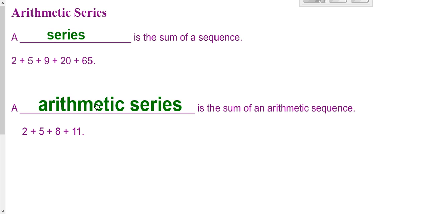So an arithmetic series is the sum of an arithmetic sequence. This one here, you're adding together or going up by 3, so it's arithmetic. And you're adding, so it's an arithmetic series. If it was 2, comma 5, comma 8, comma 11, it would be an arithmetic sequence.